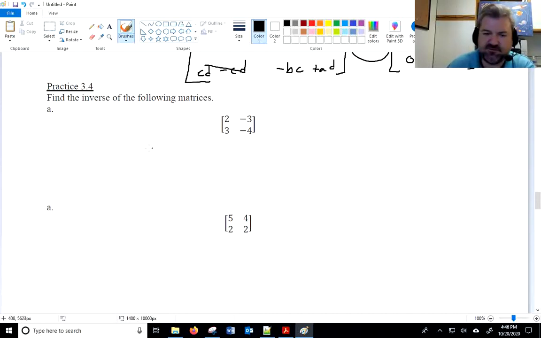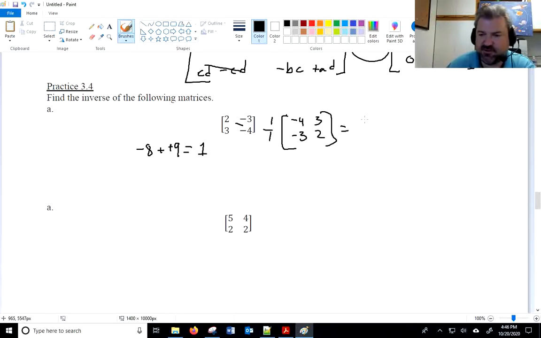All right, so here we go. First of all, we need to find the determinant. So the determinant is -8 minus a -9, which makes it plus a positive. So -8 plus 9 is 1. So to find the inverse, I flip-flop the positions on this major diagonal, as we call it. And these 3 and -3, they change signs. Okay, and I'm going to multiply that by 1 over the determinant, which is just multiplying by 1. So apparently -4, 3, -3, and 2 is this matrix's inverse.